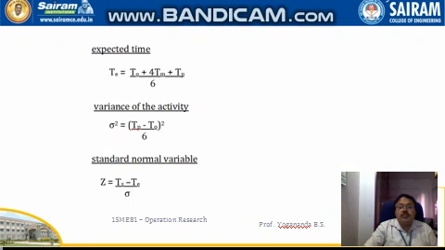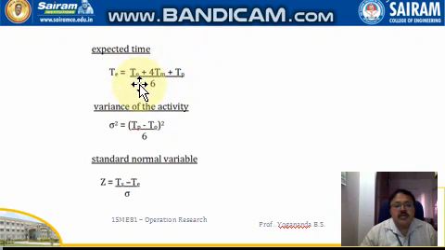So we are using three formulas here in PERT problems. One is the expected time TE, which is taken as (TO + 4TM + TP) / 6. TO is the optimistic time, TM is the most likely time, TP is the pessimistic time. So the average of these three will be taken as the expected time. Average in the sense not exactly the sum of three divided by three.